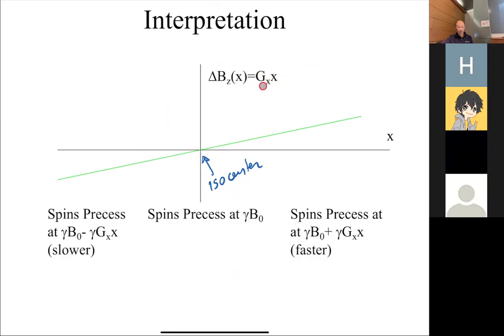So if I have a positive gradient, then it's going to look like this. So gamma B naught plus gamma Gx x. All these spins out here experience a slightly higher field, and therefore they're going to precess a little faster. These spins here are in an area where there's a negative contribution from the gradient, and so they're going to spin a little slower. And basically, that's the whole key. We need to get these spins out of sync, so then we can start making it look like a Fourier transform.